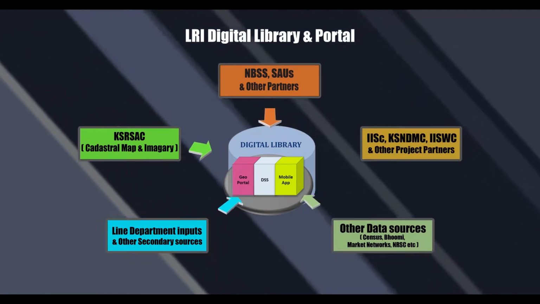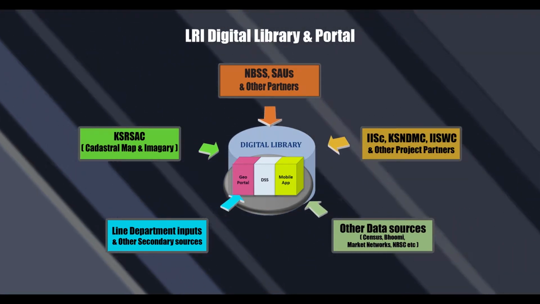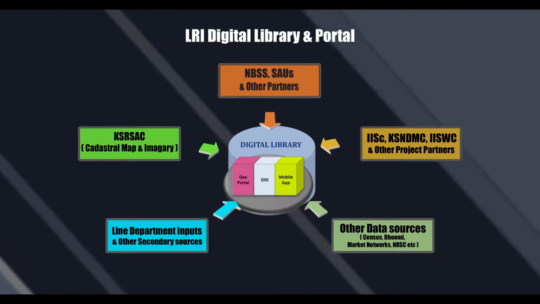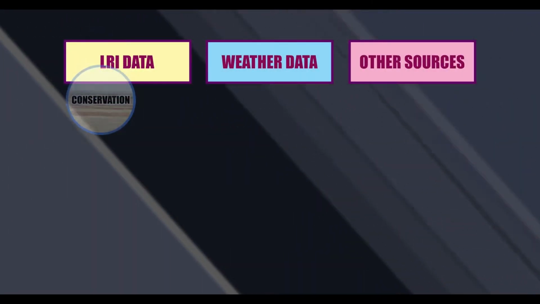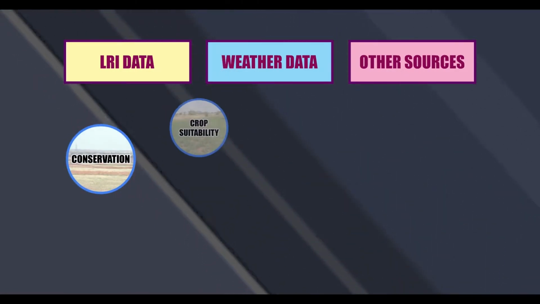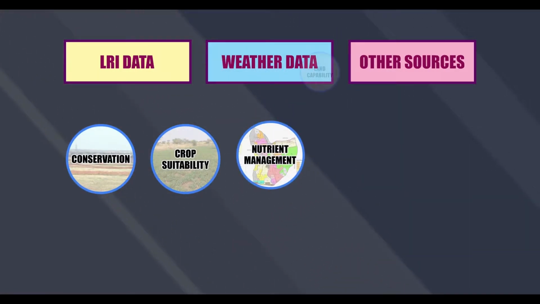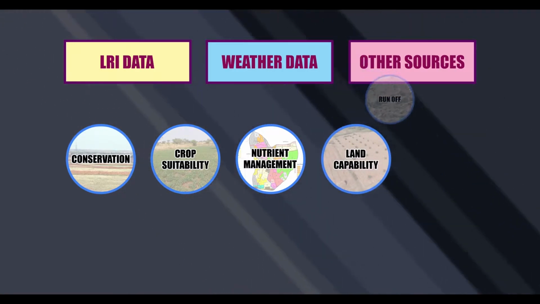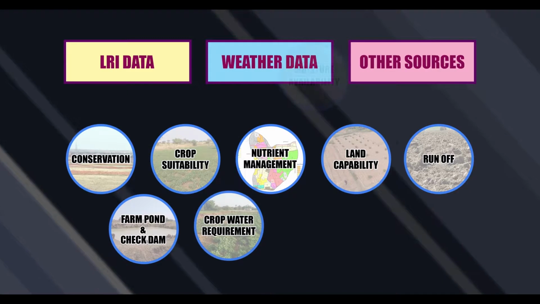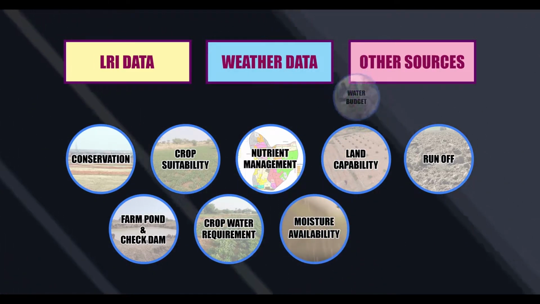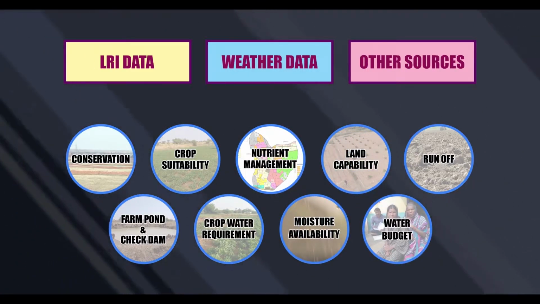The above information is migrated to the digital library and portal, which is established under SUJALA 3 project. The development of decision support system is very crucial for providing advisories to the farmers and planners on real-time basis. 9 decision support systems have been developed by integrating multiple data layers from LRI and other sources.